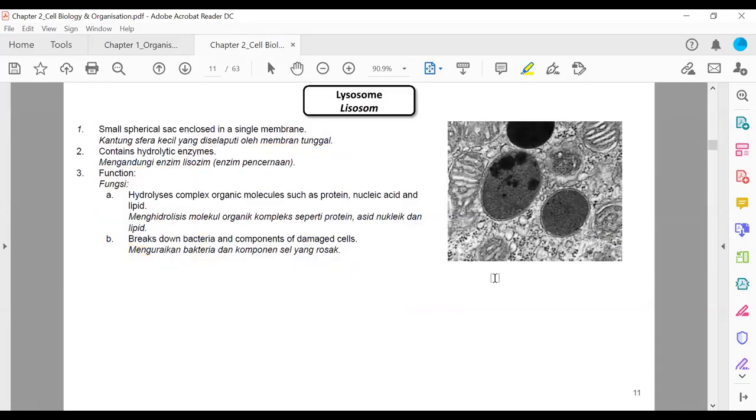Now let's go to page number 11. Kita pergi ke lysosome. Ya, lysosome. The next organelle dipanggil sebagai lysosome. Itu gambar micrograph lysosome. This is the lysosome. Satu. This another one here. Okay, ini gambar lysosome. Alright. Apa dia ni? Small spherical sac enclosed in a single membrane.